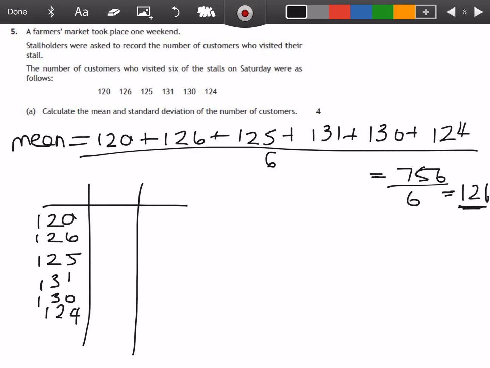Okay, now the middle column, this is our difference column. I like to remind myself by the letter D. They don't need headings, but if you remember the letter D, it might help you remember it's the difference. So in this column, what we put is the difference between each number given and the mean. The mean was 126, okay? So the difference between 120 and 126 is 6. The difference between 126 and 126 is 0. The difference from 125 is 1. Okay, the difference between 131 and 126 was 5. Each of the differences I'm putting in. The difference between 124 and 126 is 2.